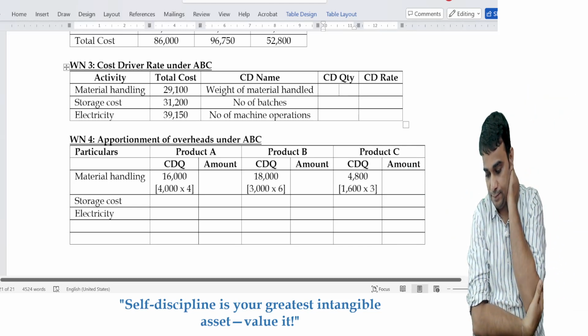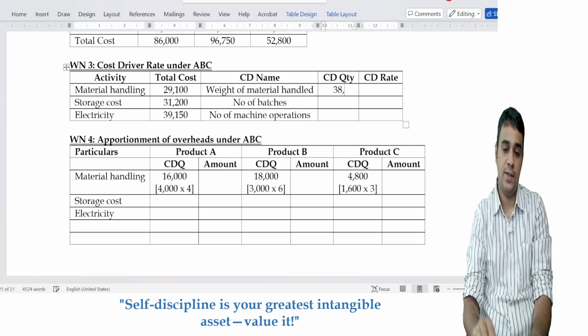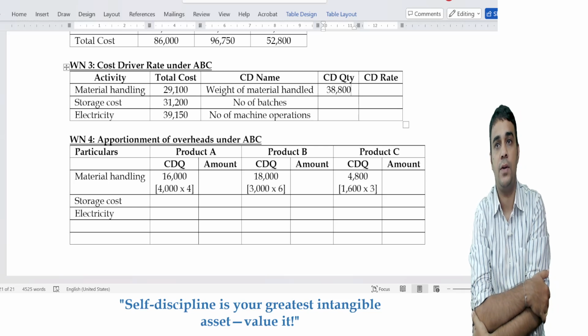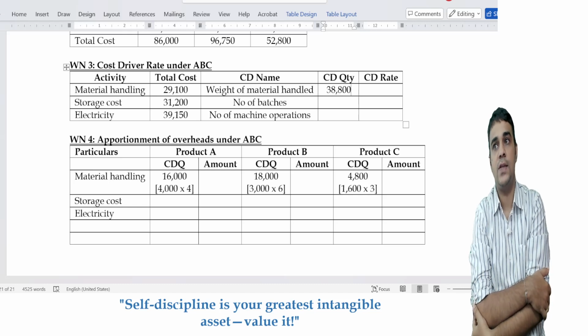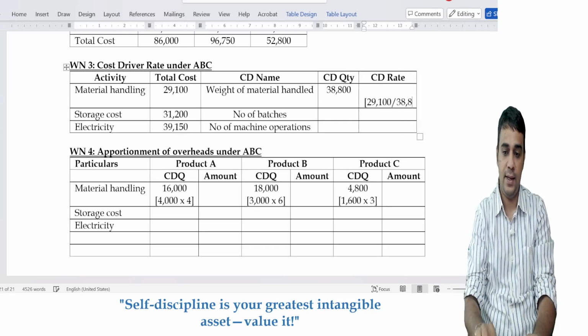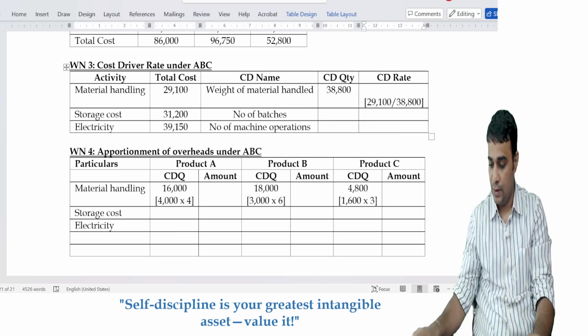Total of the 3 is 38,800. That is CDQ for the company, 38,800. Working note 3 is for the company. Working note 4 is for individual product. Now CDR is 29,100 by 38,800. If you get a decimal, give me 4 decimals.